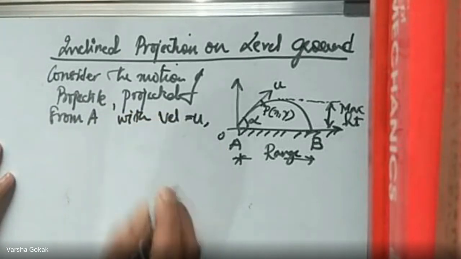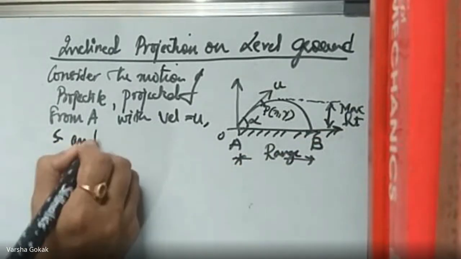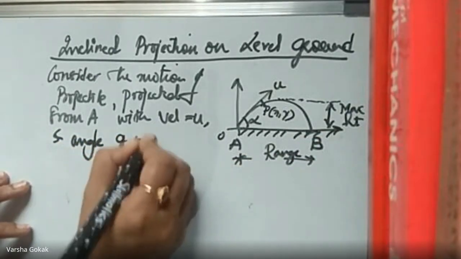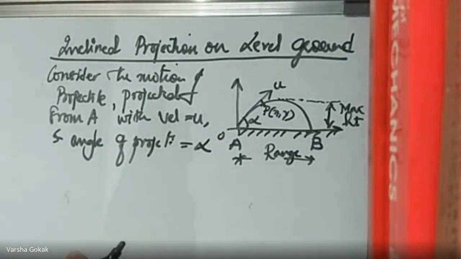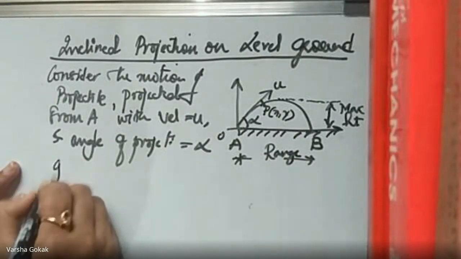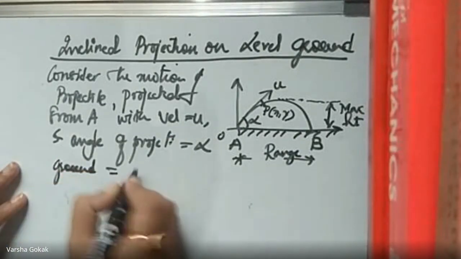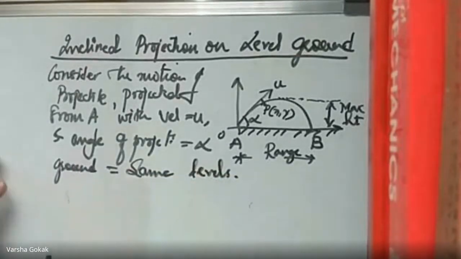You need to write all the data: velocity u and angle of projection. What is the angle of projection? Equal to alpha. Angle of projection is alpha, as shown in the figure. Let the ground be a horizontal surface, so A and B are at the same levels.